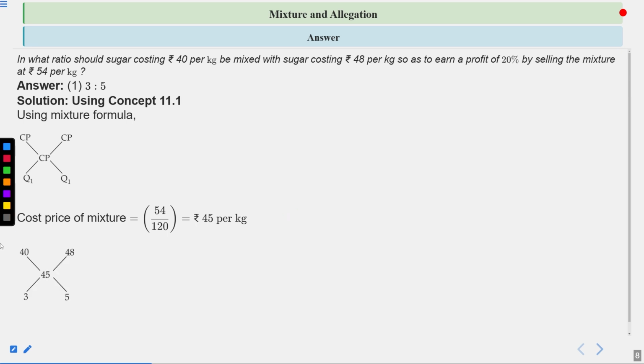So we use it in the alligation formula. 40 rupees per kg and 48 rupees per kg are the sugars, and when we mix them, the cost price of the mixture becomes 45 rupees per kg. Now when we make the ratio, we get 3:5. This is the quantity ratio. So our required ratio is 3:5, which represents 3 kg of 40 rupees per kg and 5 kg of 48 rupees per kg. Mixing them, we get a cost price of 45 rupees, or a selling price of 54 rupees per kg. So the first option is the correct answer of this question. Next one.